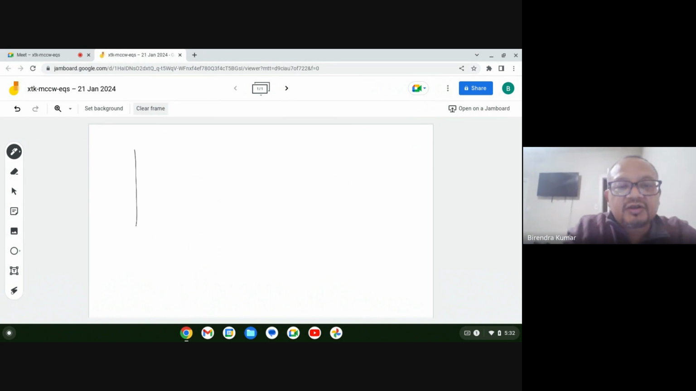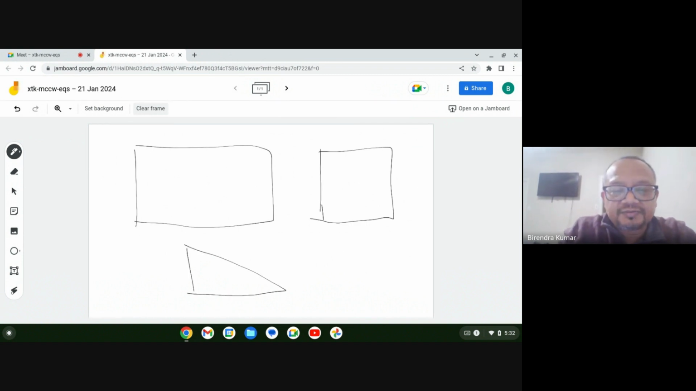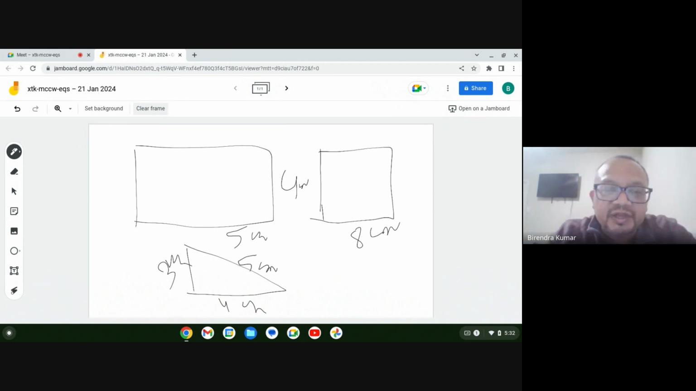Now, what about the perimeter? Let's do this. This is 5 centimeter, 4 centimeter, and then this is 8 centimeter. This is 3 centimeter, 4 centimeter, and 5 centimeter. Now tell me what is the perimeter of this guy? How much will it be? This is a rectangle.